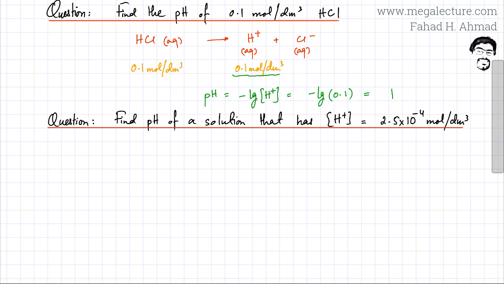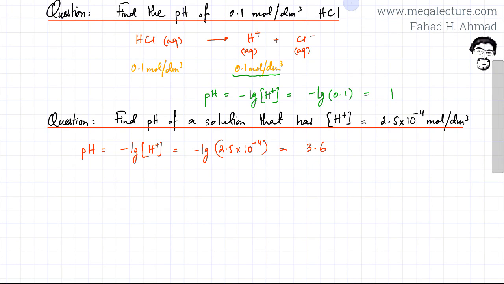So I simply need to apply my formula for pH, which is equal to minus log of the concentration of H+. So I'm going to take the negative log of 2.5 times 10 raised to the power minus 4. And my value comes out to be equal to 3.6. So the pH is going to be 3.6.